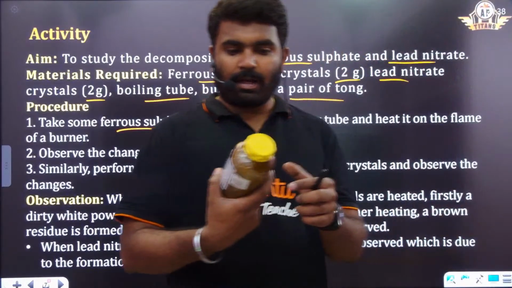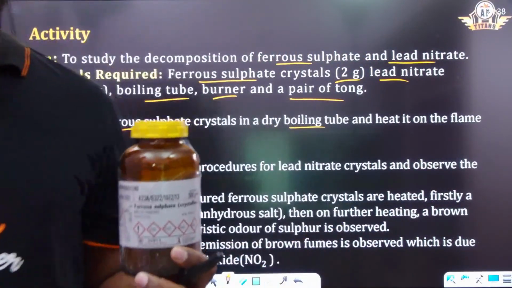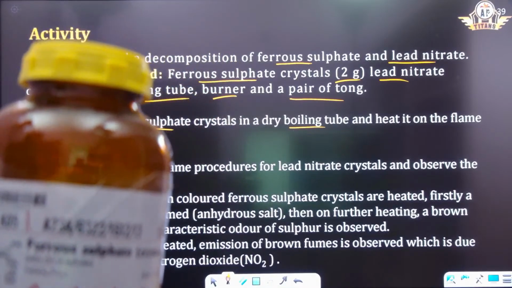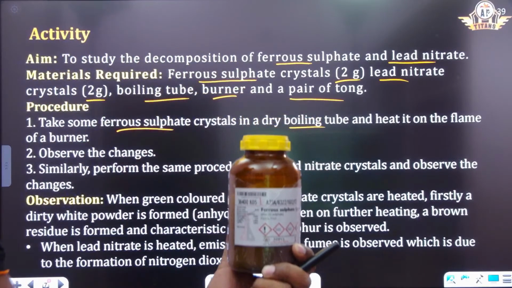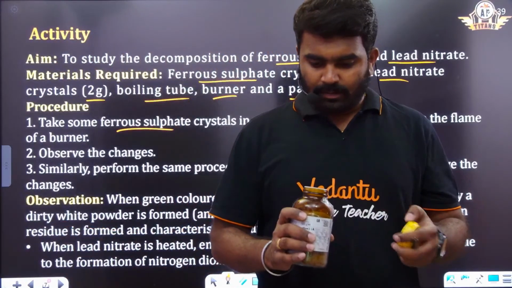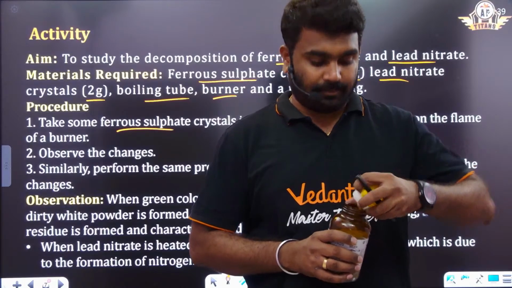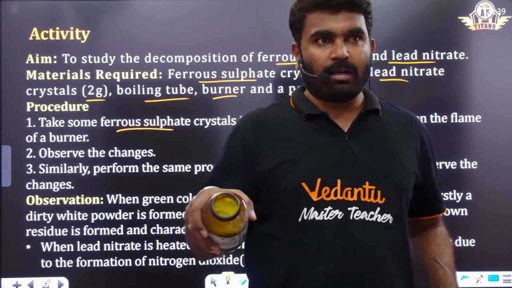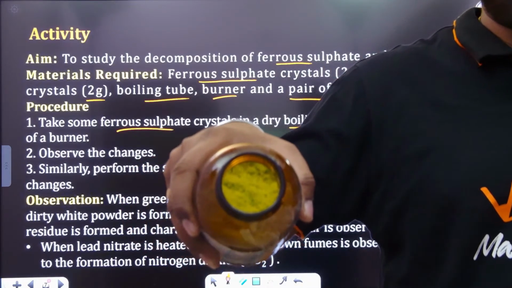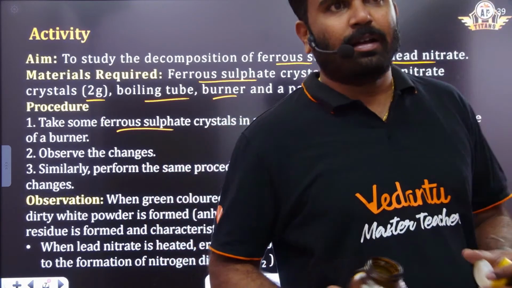So this is ferrous sulfate crystals. What is the color of this ferrous sulfate? I think you might observe the ferrous sulfate crystals are green in color, right? So the color of the ferrous sulfate is what, beta? It is green in color.